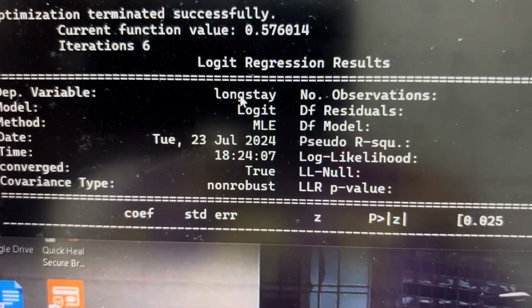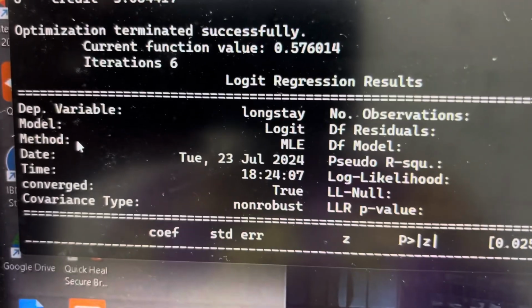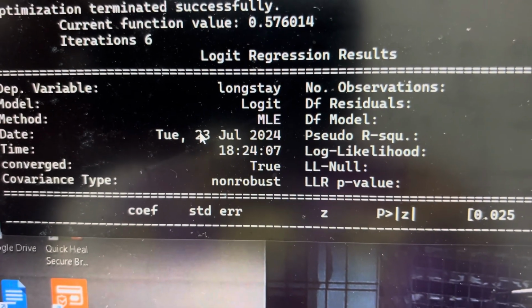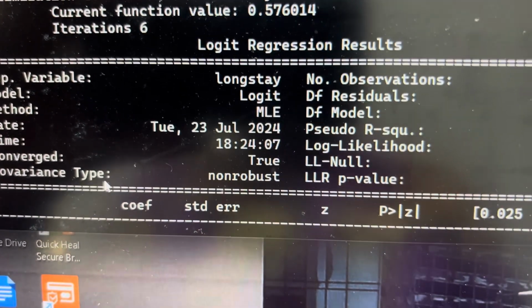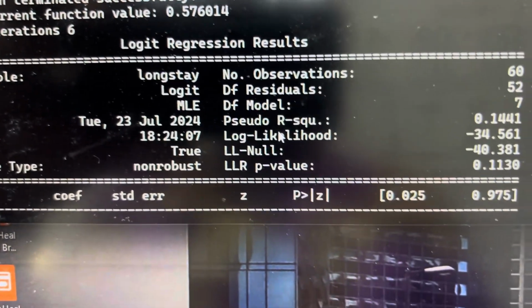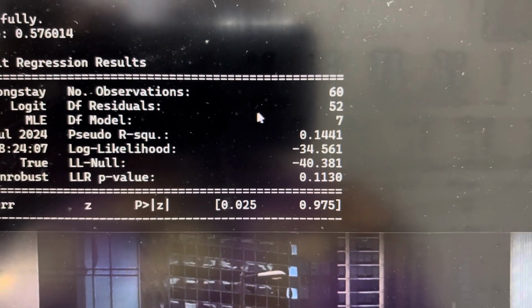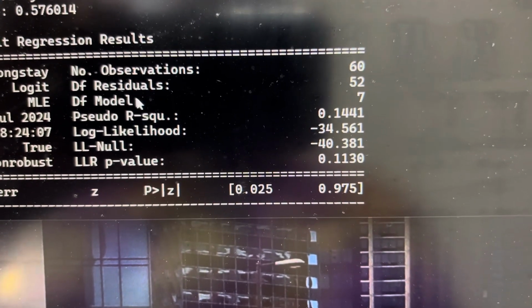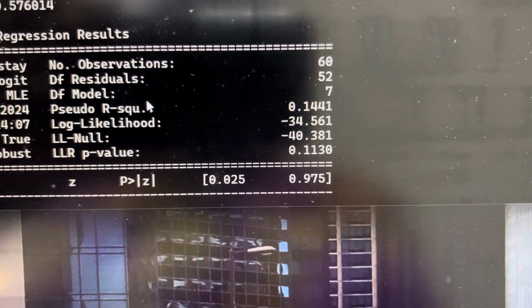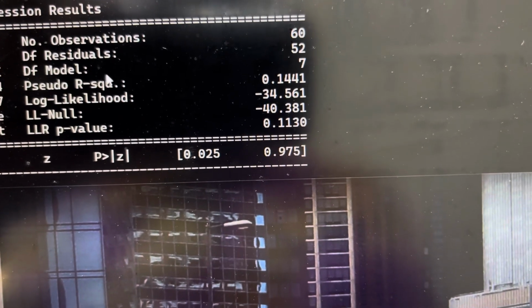Now, this is the Logit regression result. The dependent variable is long stay, the model used is Logit, the method is MLE, the covariance type is non-robust, and converge is said true. Then we come to the other side of it. Number of observations, that's 60. Degree of freedom of residuals is 52. Degree of freedom of model is 7.